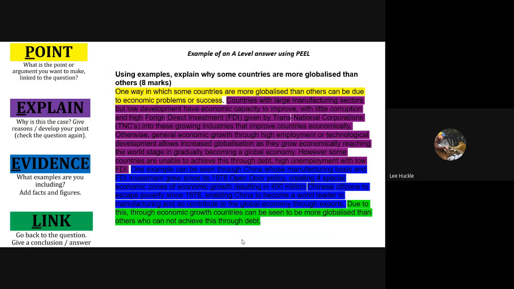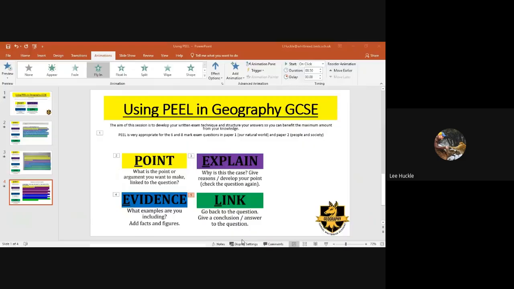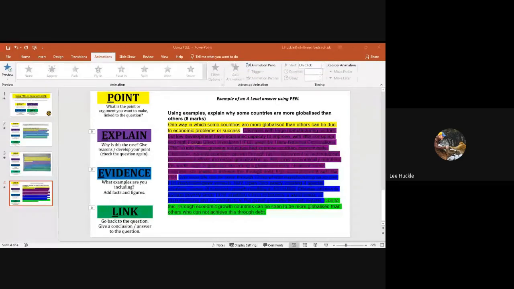So please do go over different styles of 6 and 8 mark questions at GCSE geography and start to think, how can I structure each of my paragraphs to include that point, that explanation, the evidence example, and then linking it all back to the question. Keep practicing it, do it a few times, and the more you practice, the better you'll get.